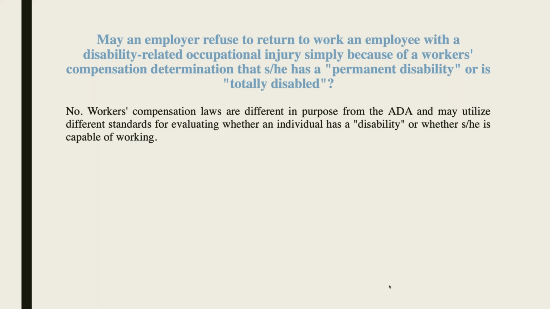So, for example, under workers' compensation statutes, often a person who loses vision in both eyes or has loss of use of both arms or legs may have a permanent total disability, although he or she may be able to work. A workers' compensation determination also may relate to a different time period, and that sort of determination, so like different time periods and things like that, will not be dispositive regarding an individual's ability to return to work. Although it may be relevant in providing some evidence regarding an employee's ability to perform the essential functions, it's not going to be dispositive.